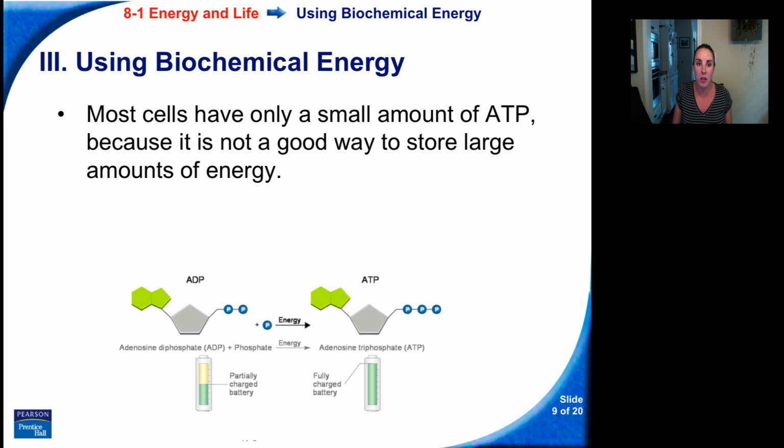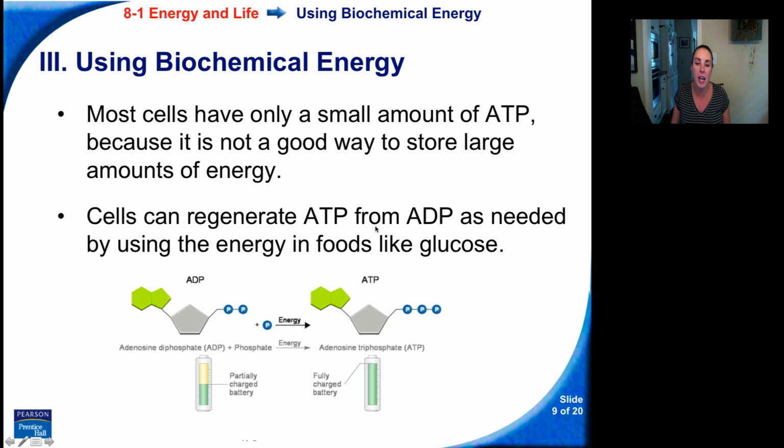Most cells only have a small amount of ATP because it's not really a good way to store large amounts of energy. Cells can regenerate ATP relatively quickly from ADP as needed by using the energy in foods like glucose. So we've got tons of ADP molecules in our body, and we can add that extra phosphate to make ATP by getting the energy from foods like glucose. All the food that we eat can be used to restore ATP molecules.